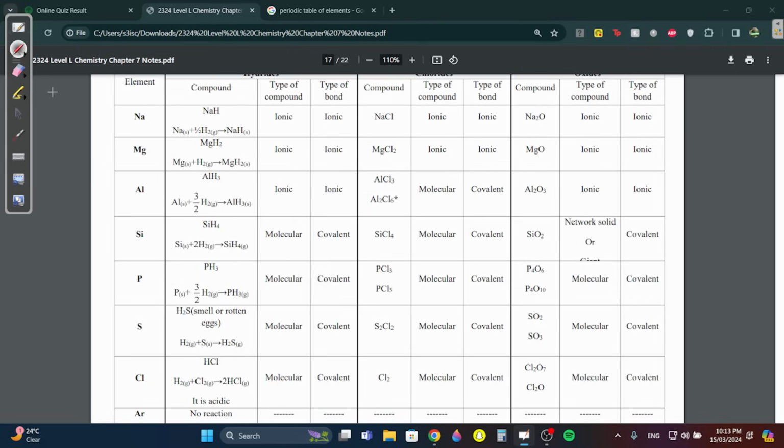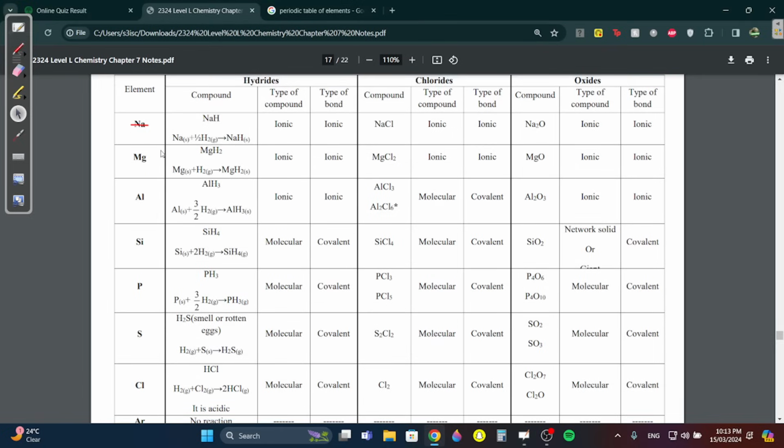Actually, I'll go through them one by one. The reaction of sodium with hydrogen, it's a hydride. Let me scroll up a bit. With a hydride, sodium with hydrogen is NaH, because Na plus, H minus, crisscross, NaH.